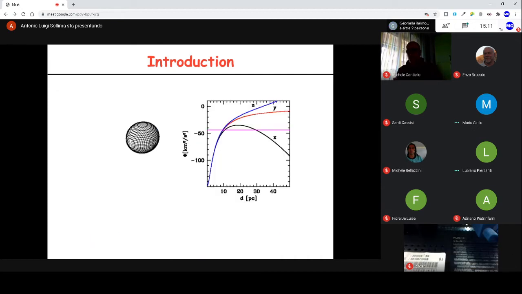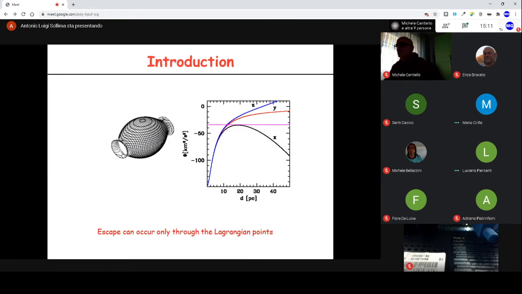This is a three-dimensional view of the same process, where you can see that if you choose the energy level given by the purple line, the structure is almost spherical, while if you increase the energy of the stars and you reach the energy level of the Lagrangian points, you see that now two apertures appear surrounding the Lagrangian points, and so the stars which have this energy level can escape only through these two apertures.